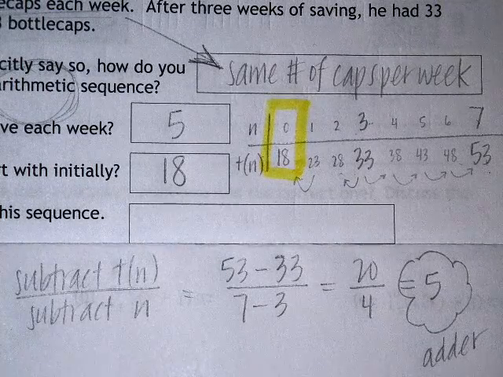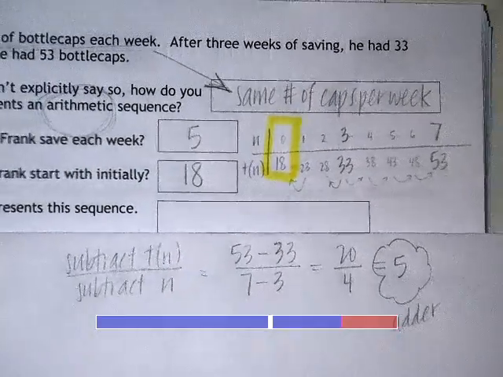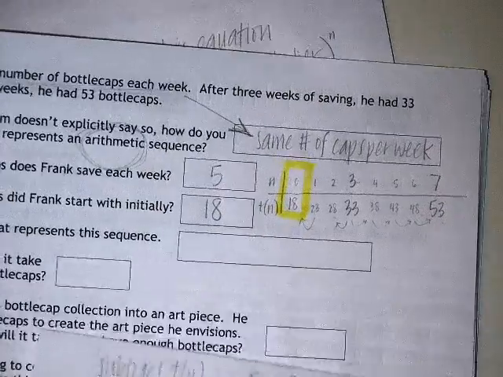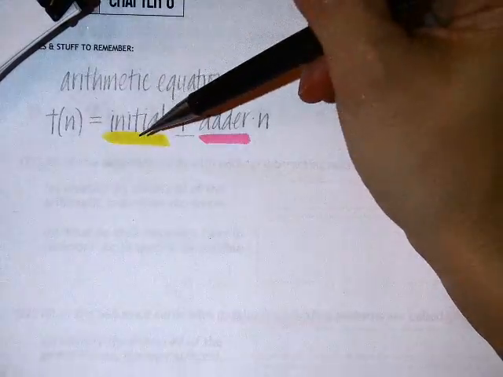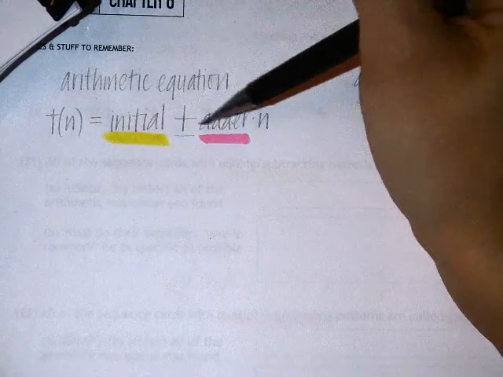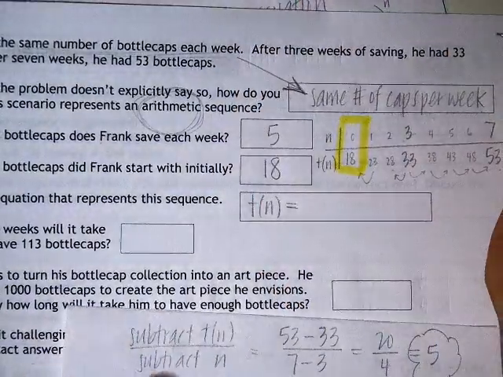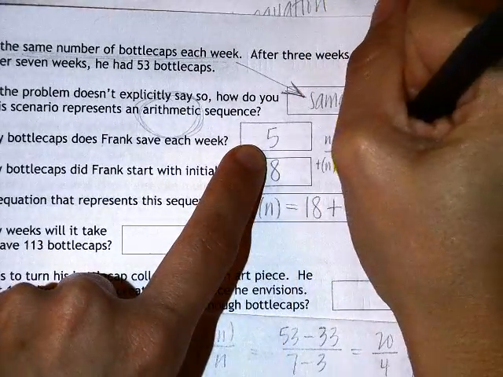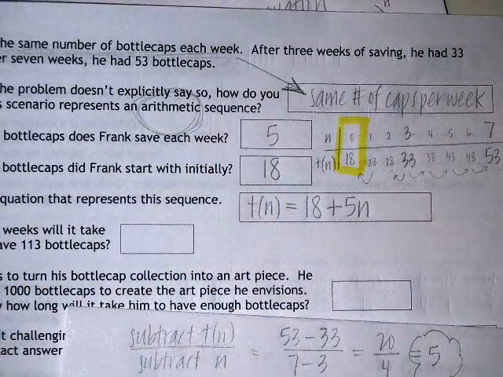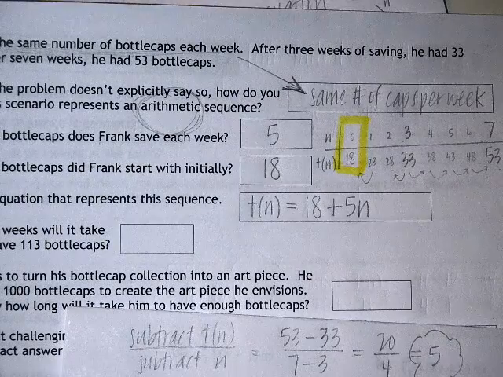Now, let's make sure that we have an equation now that we have the important information. The arithmetic equation, and again I'll refer to my notes just so we have it, needs an initial value and an adder. We have those two things. So my structure is always T of n equals the initial value, which we said is 18, plus the adder, which we said is 5n. That should be my equation, 18 plus 5n.